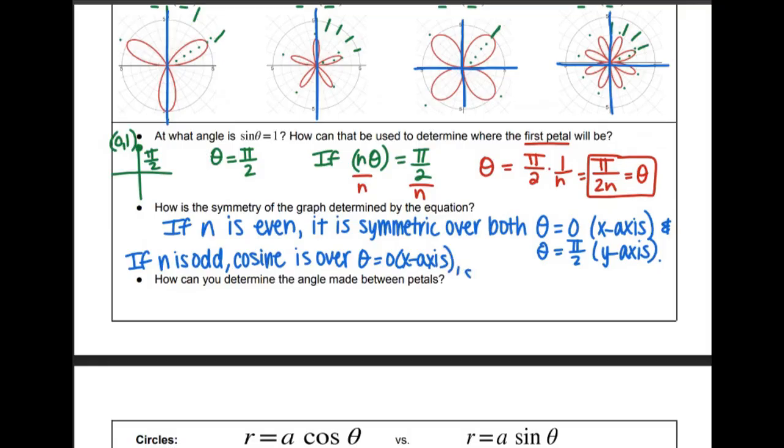And if it's sine, then it's over theta equals pi over 2, which is the y-axis.